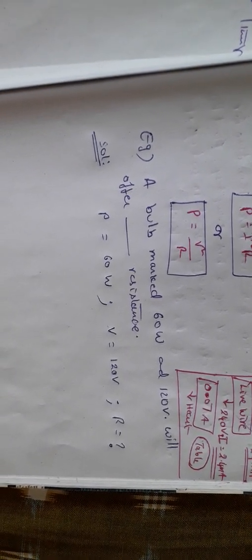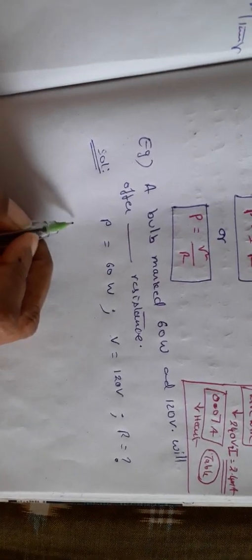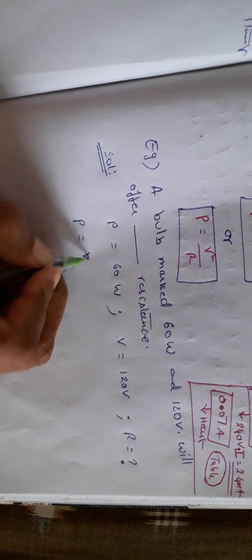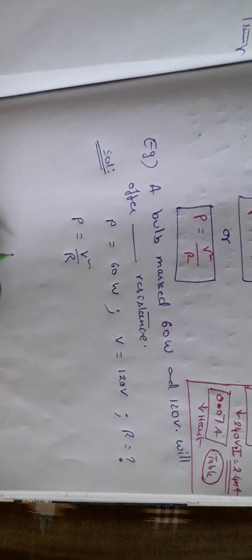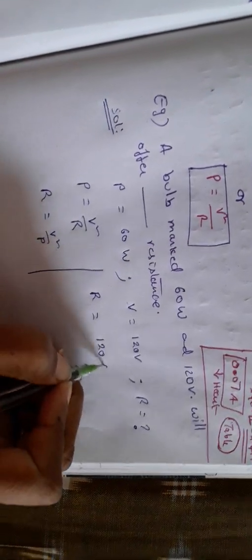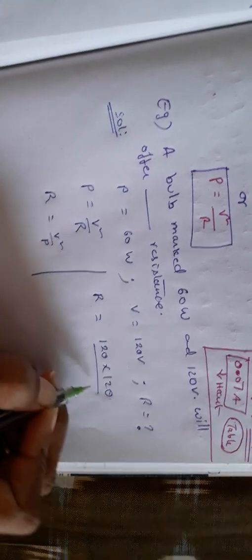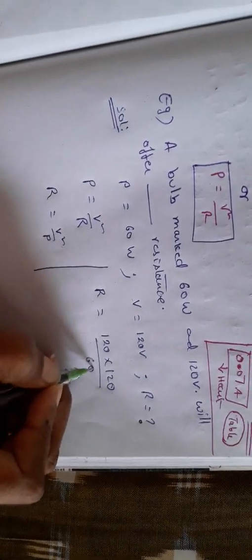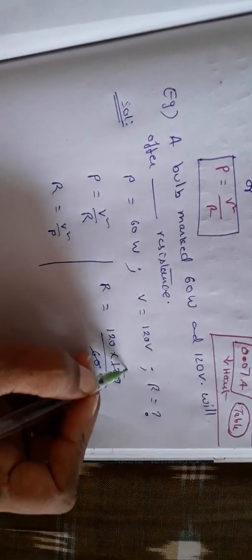So we have to check for the relationship which has P, V and R in it. Okay, so what formula do you have? P is equal to V square by R. P is equal to V square by R. From here you can write R is equal to V square by P. So R is equal to V square, 120 into 120, by P. P is 60 watt. 60 2 times, 2 into 120 is 240.